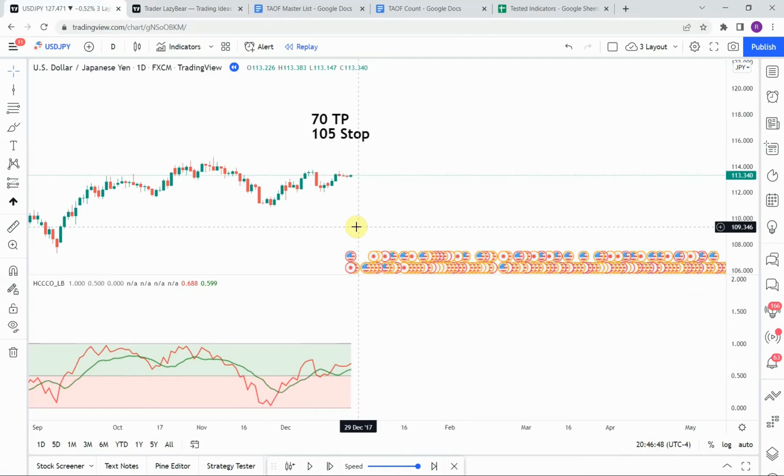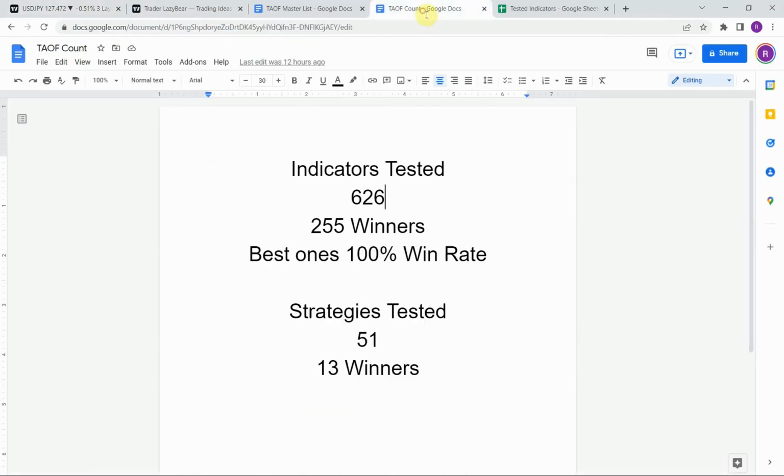Alright, as I said, today we will be testing the cycle channel oscillator. Before we do though, I wanted to put the testing scoreboard up for everyone to see. So to date, we have tested a total of 51 different strategies, with 13 of them being profitable. We've also tested a total of 626 indicators, with 255 of them being winners. The best ones so far were able to achieve a 100% win rate. Now you need to go back and watch those videos to understand the context of how they were able to achieve that. So go back and watch those videos and see what you can get out of those winning indicators. And keep in mind that we test most of these strategies and indicators on the Forex market, but they can be applied to just about any market universally.